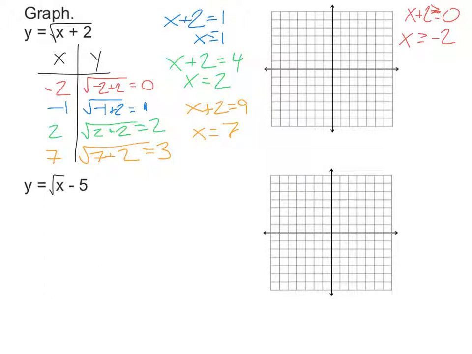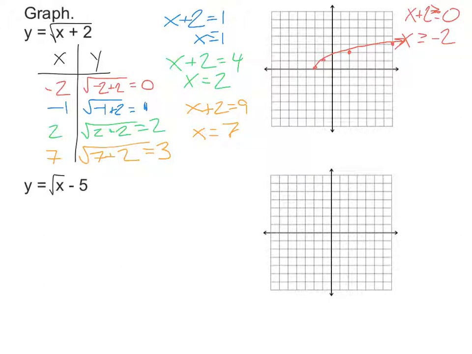Let's go ahead and put them on here. So negative 2, 0. We have negative 1, positive 1. Positive 2, comma 2. Positive 7, 3, 4, 5, 6, 7, comma 3. Fits perfectly. And there is my graph, the square root function. Okay? Let's look at the next one.